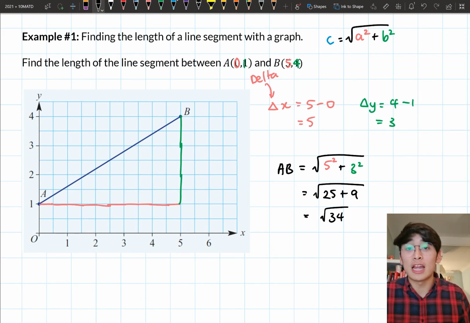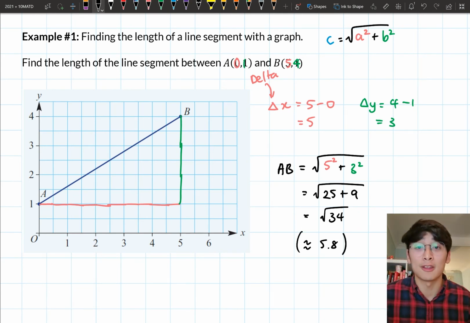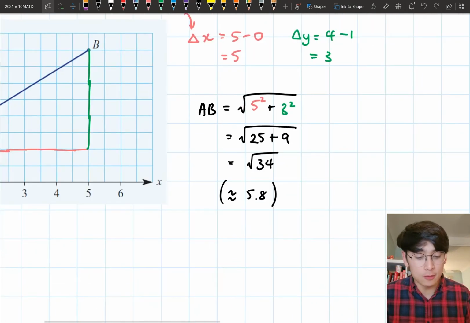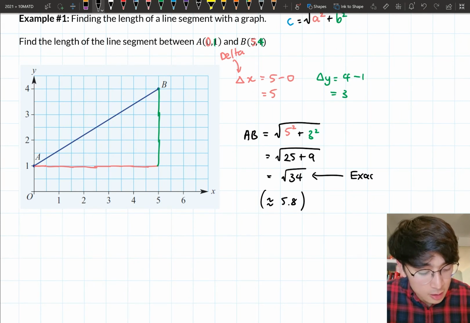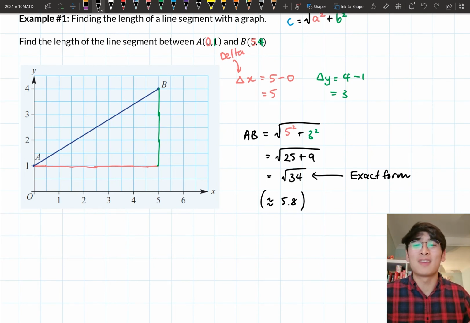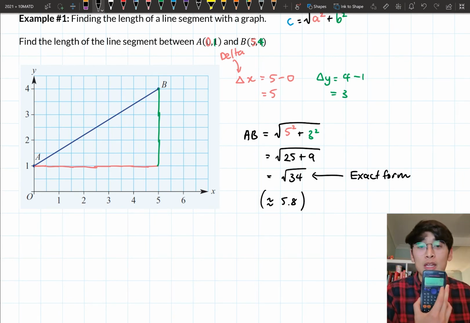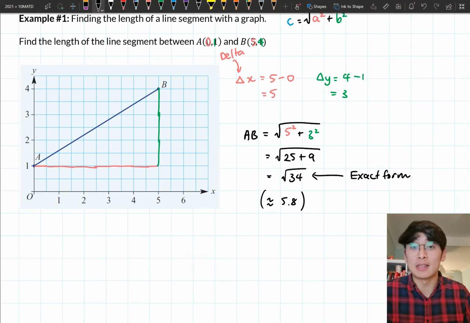Now, you could put this in a calculator and you could get a value. If I put the square root of 34 in my calculator, that would be roughly 5.8. But we can actually leave it in this form. If a question asks you to leave it in exact form, this is what it's talking about. This is exact form. If you put the number into your calculator and it gives you a weird decimal that goes on, that's just the calculator evaluating it for you. If they tell you to leave it in exact form, we can just write it like this and leave it, and that's totally fine. That's exactly what they're asking for.